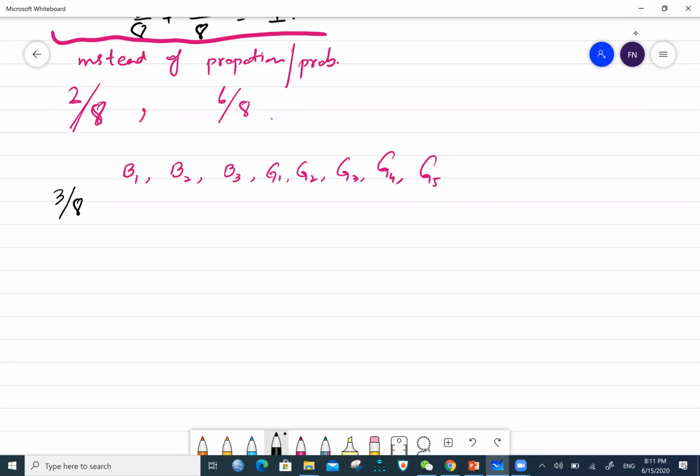Because there are 3 boys. Is that clear? If I say that I want to select one girl, what would be the probability of selecting a girl? 5 by 8. Now, do you think why it is 3 by 8 and why it is 5 by 8? Who can answer me this?